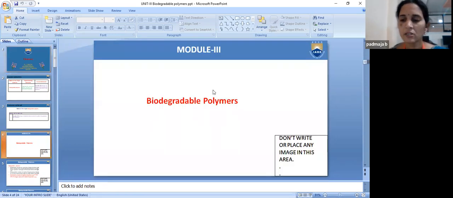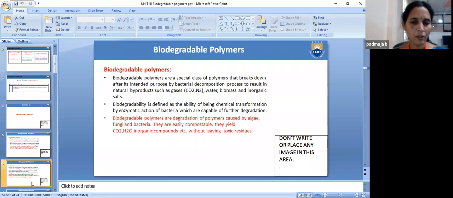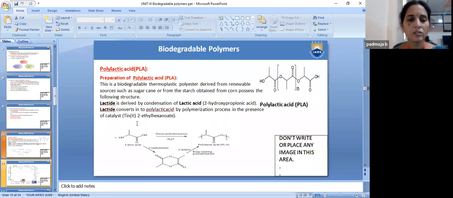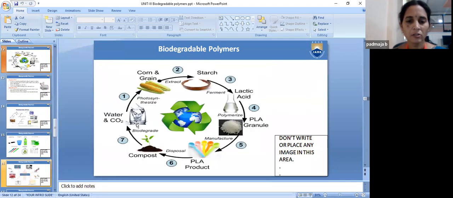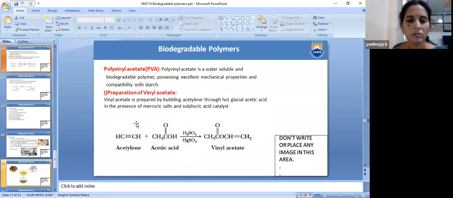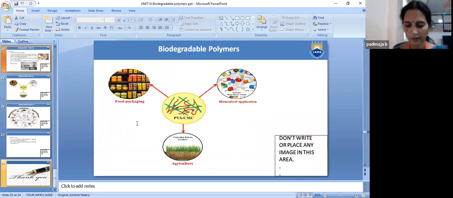Our next class, what we are going to discuss is biodegradable polymers. This is the last topic we will discuss in polymers. In biodegradable polymers, we are going to discuss two types of synthetic biodegradable polymers, polyvinyl acetate and another. We'll take preparation, properties and applications for each. Tomorrow we'll discuss this.